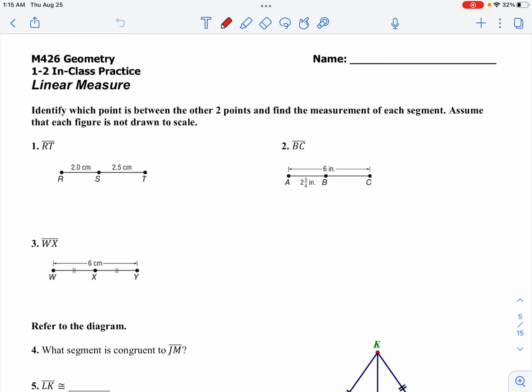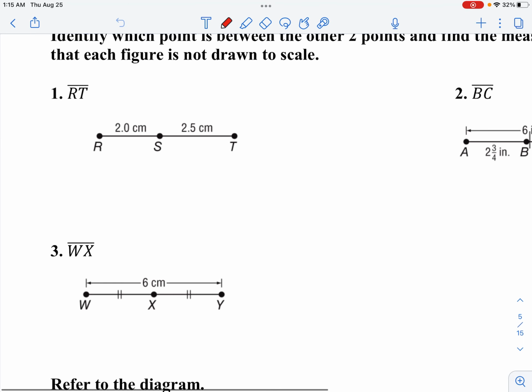Here we have 1-2, so you should have already taken the notes for 1-2. We talked about line measures and specifically line segments. We're going to take a look at the odds for the most part. We're going to actually skip over to the evens towards the end. But just taking a look at it, we're going to do some odds. And you should be able to do the rest.